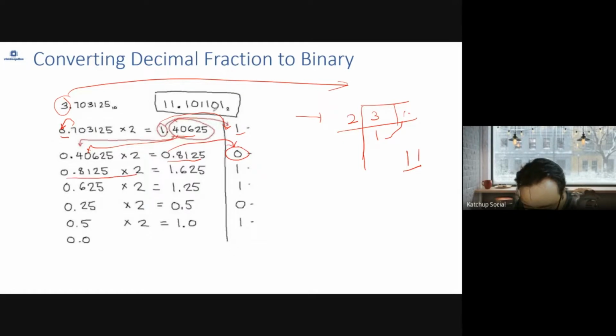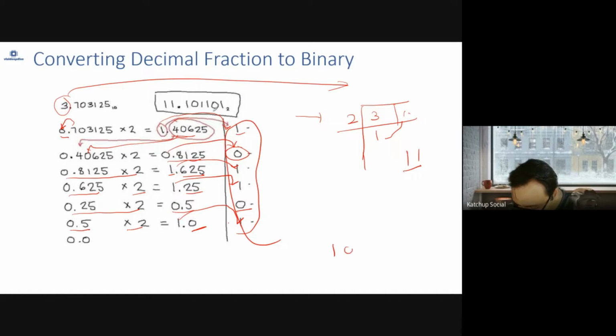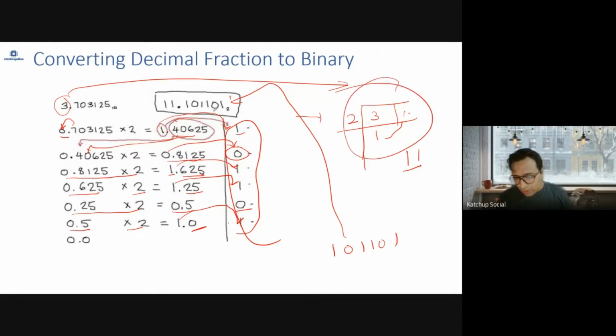Again multiply by 2, this became 1, put it here. 62.5 into 2, this became 1, we'll keep it here. 0.25 multiplied by 2, this is 0.5, so 0. 0.5 multiplied by 2, this became 1, and this became 0. So this becomes our 101101. On the left hand side of the decimal, you divide by 2, and this is how you convert it. On the right hand side of the decimal, you multiply by 2, and if after multiplication a 1 appears in front of the decimal point, you make the digit 1, otherwise you make it 0.